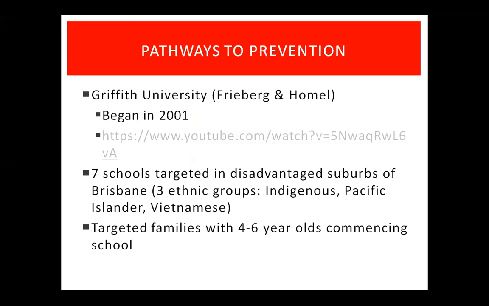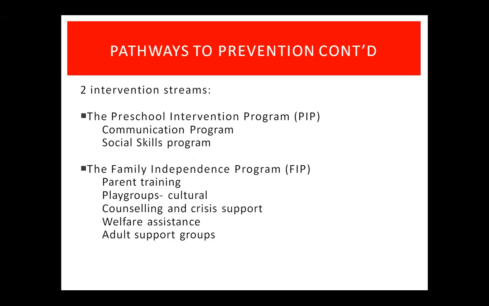Okay, so 7 schools were targeted in Brisbane for that program, which was run in conjunction with Griffith University and I believe is still going. They targeted families with 4 to 6-year-olds commencing school. They had 2 intervention streams, the preschool intervention program called PIP and the family intervention program called FIP. In the PIP, teachers were educated about what the program was all about, which was communication and social skills.